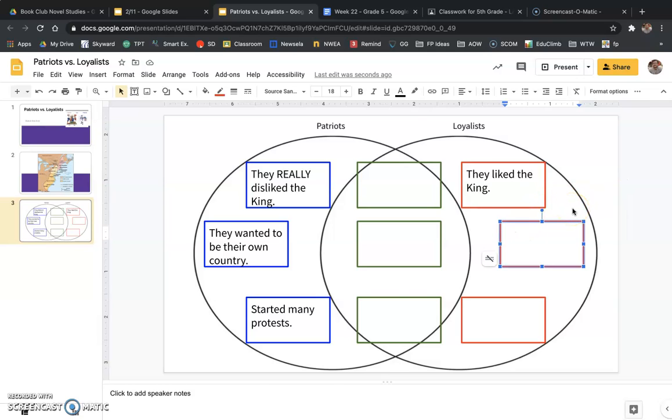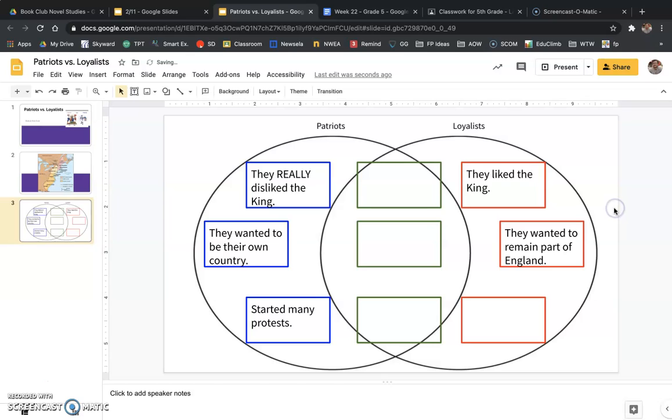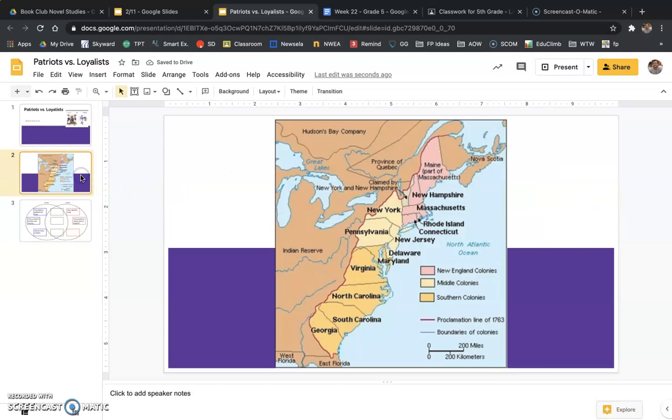And because they liked the king, they wanted to remain part of England. Okay, so they believed that here in the colonies, yes, we are very far away from England and our king, but you know what? I think it's best if we stay. If we decide that we want to break off and be our own country, that's a lot of work.